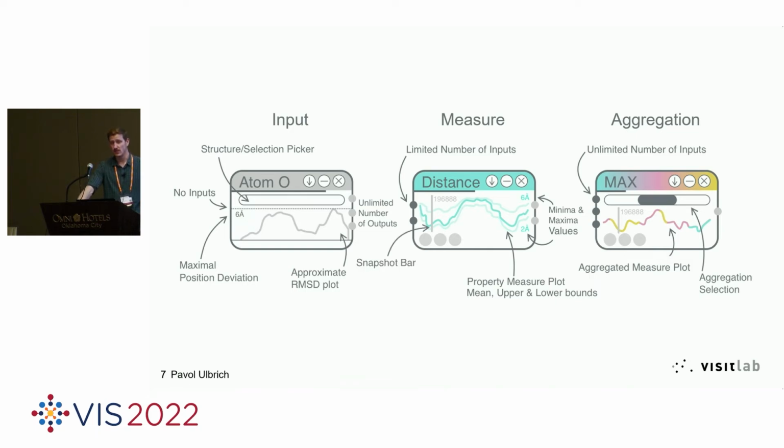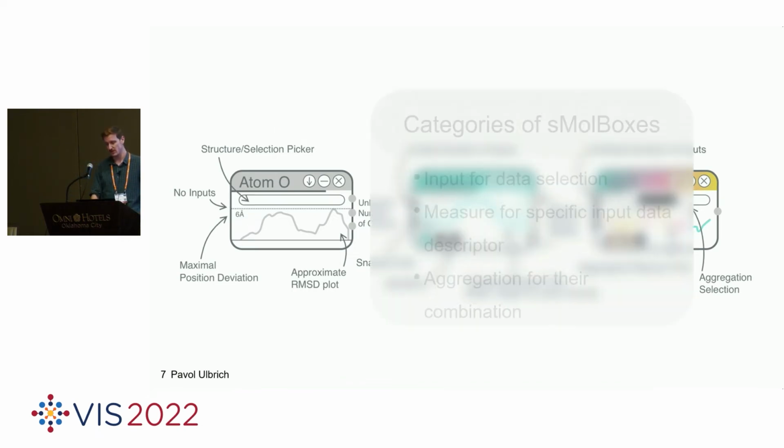To connect the 3 views that I talked about before, we are using the snapshot bar, which is permanent in the measure and aggregation Smallboxes, and it sets the timestamp of the snapshot that we would like to explore in more detail. And one more thing is that we include a series of modifiers such as normalize, inverse function, and derivative for better combinations of descriptive functions and inputs.